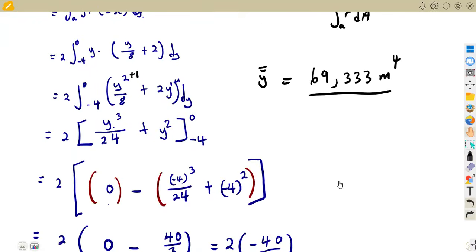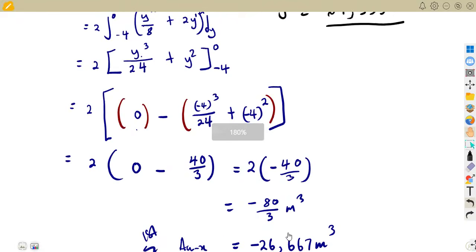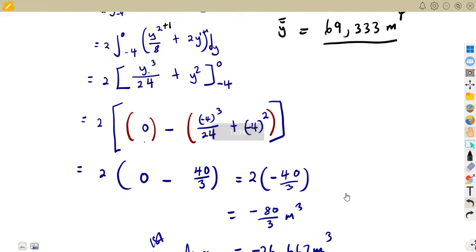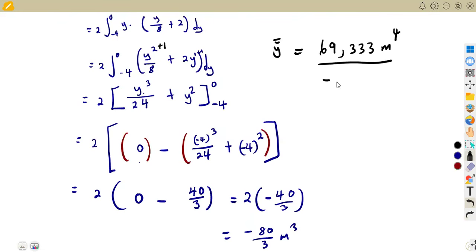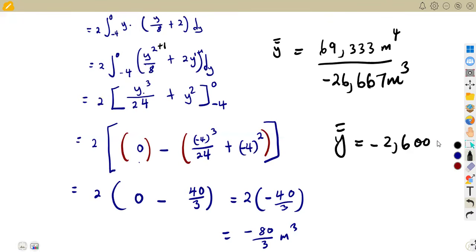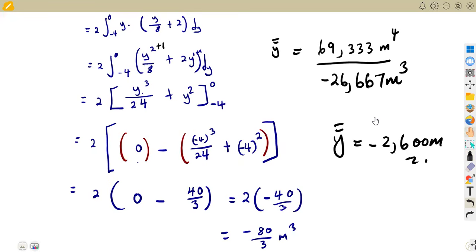And we got our answer is negative 26.667. So we're just going to divide by negative 26.667 cubic meters. This will give us the depth of center of pressure. That's how we can calculate this, and that gives us negative 2.600 meters to 3 decimal places. If we round off to 3 decimal places, the units will cancel and you get meters. So that is how you play around with this question.